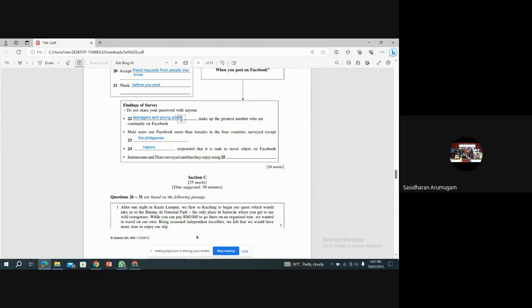Okay, Indonesian and Thai surveyed said that they enjoy using what? Facebook. They enjoy using Facebook.